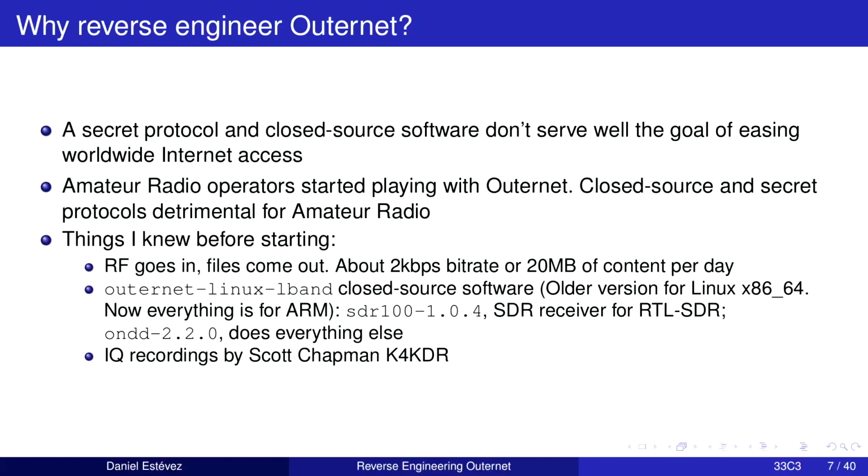Also, some amateur radio operators had started playing with Outernet. It's really fun because 1.2 gigahertz is the nearest amateur band. So most 1.2 gigahertz equipment for amateur radio is expensive, it takes some money to get into that. But this is a very cheap way to start playing with microwaves.